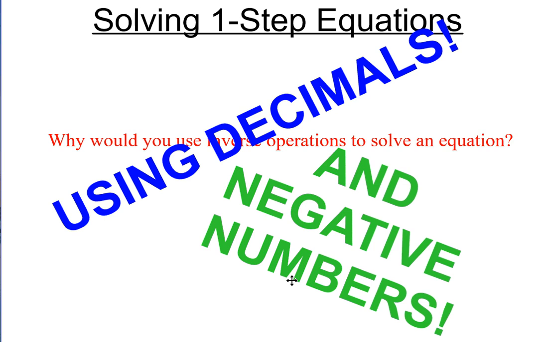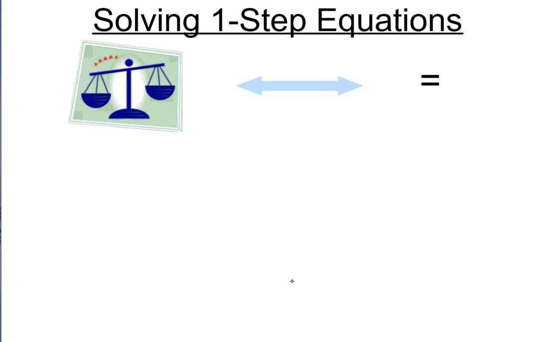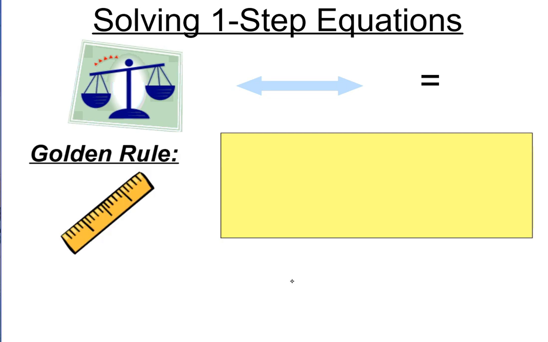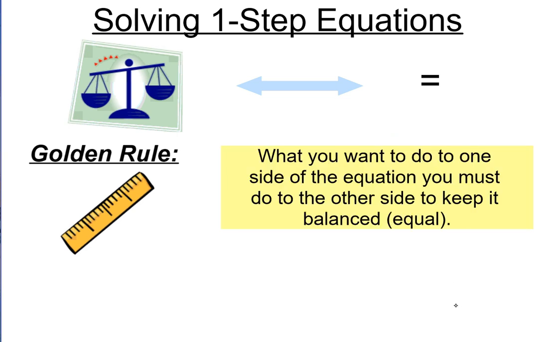So let's go through the process and see if we can understand how this all works once again. We know an equation is like an equal sign. It is a balance where both sides of the equation have to maintain a balance. So with that in mind, we know the golden rule needs to apply. What we do to one side of the equation, we must do to the other side to keep it balanced. In other words, if I added 2 to one side, I'd have to add 2 to the other side, or we'd be out of balance.